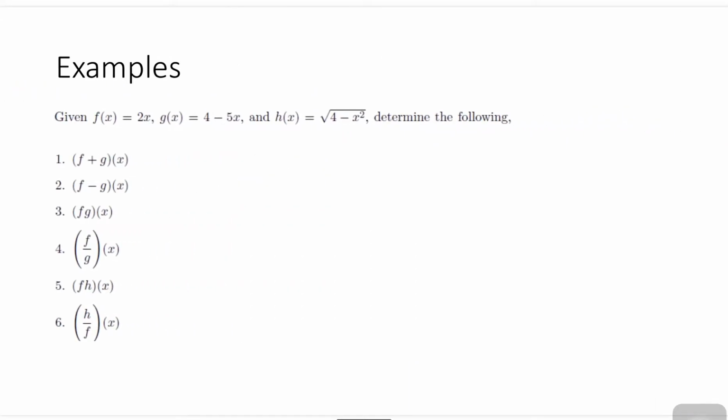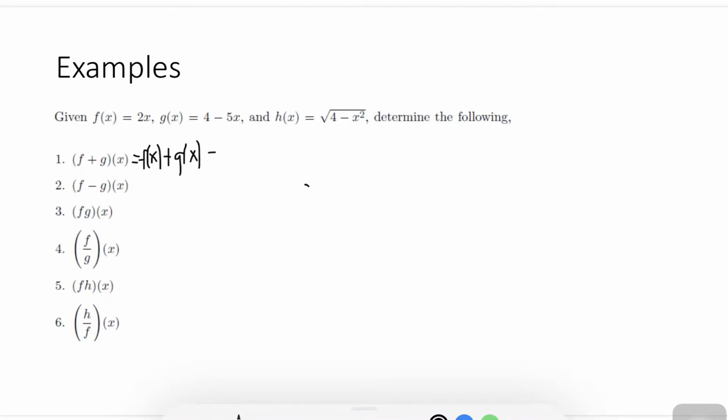For example, given: f of x equals 2x, g of x equals 4 minus 5x, and h of x is the square root of 4 minus x squared. Square root of the quantity 4 minus x squared. So we will determine the following. For number 1, this is just equal to f of x plus g of x.